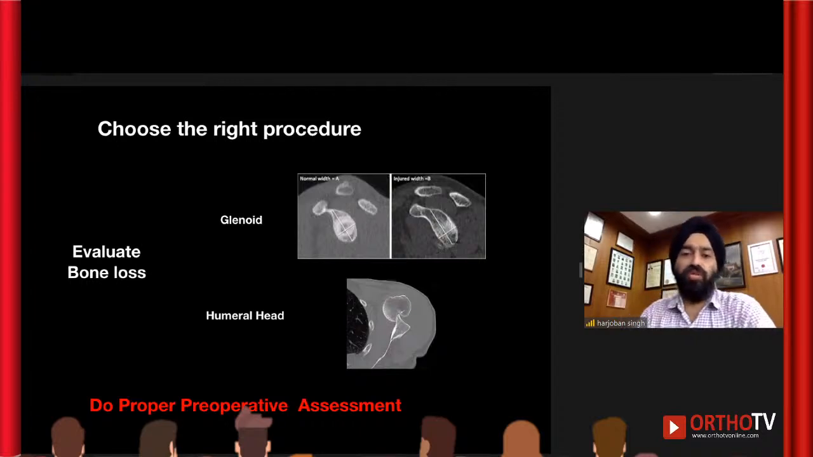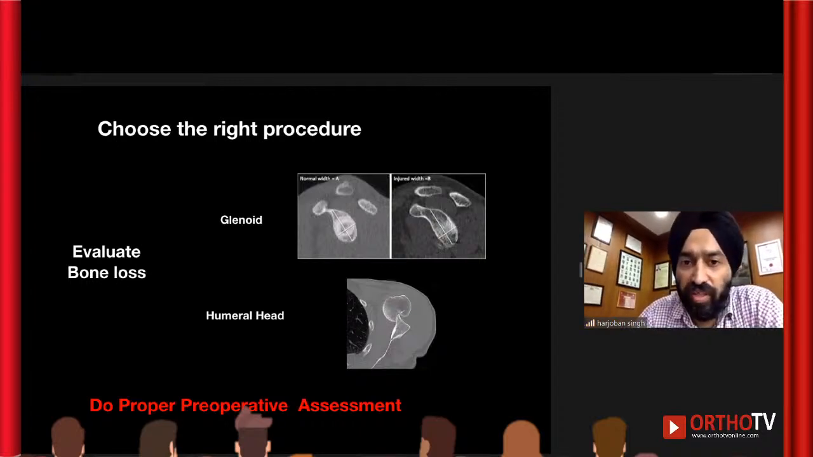So, once you have suspected a bony defect, either on the glenoid or the humeral side, you should know how to assess it. And this is very important. So that will help you in choosing the right procedure for the right patient. So evaluate bone loss on the glenoid and the humeral head side.